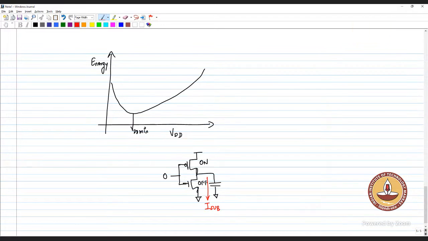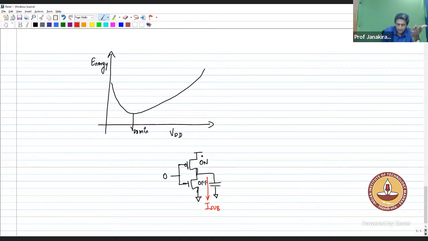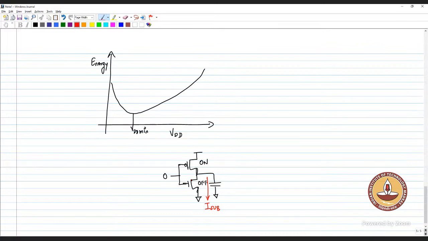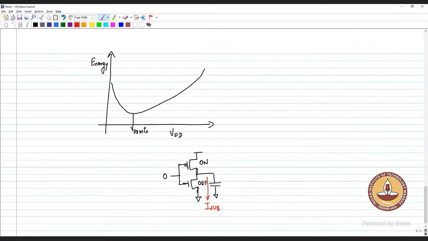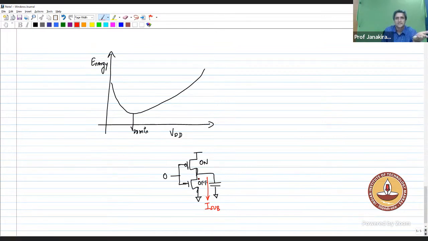This leakage is steady state current. That means the same current has to come from VDD. Now, if there has to be some small current through this NMOS transistor, that means the VDS of that NMOS transistor should be slightly greater than zero. Otherwise, there can be no current. Now, if VDS is slightly greater than zero, then this Vout is slightly greater than zero.